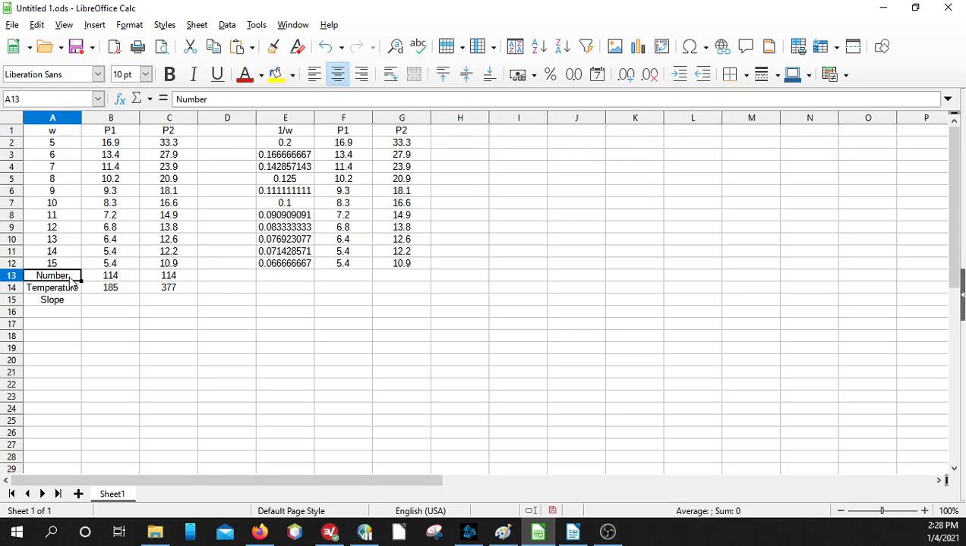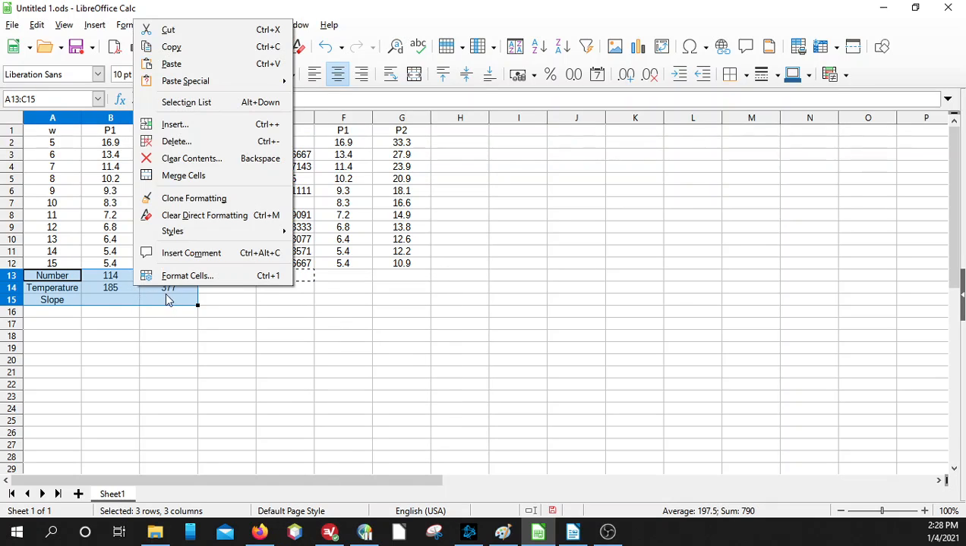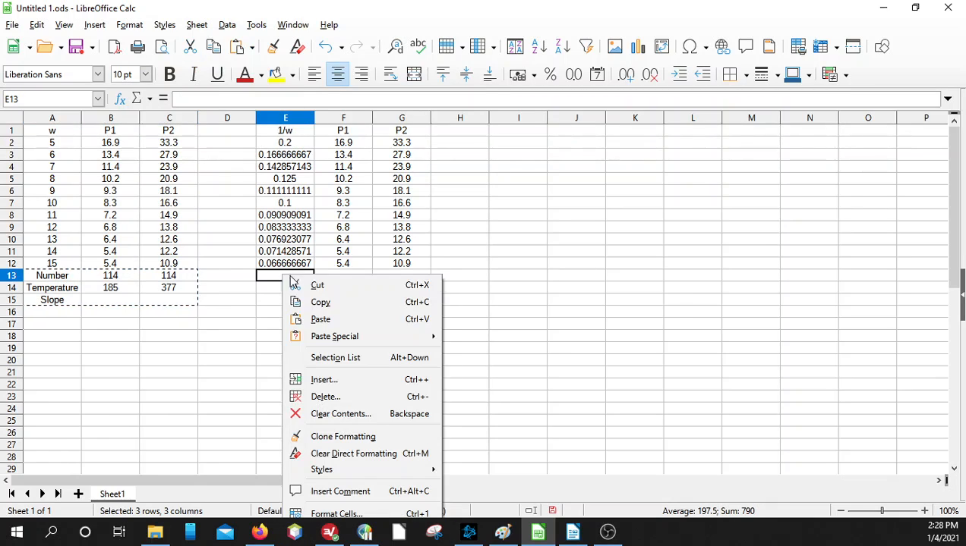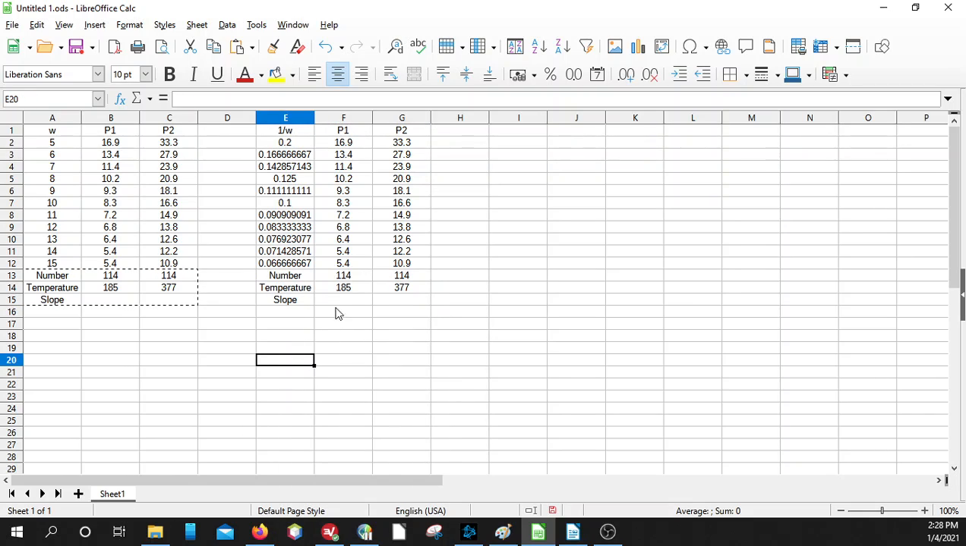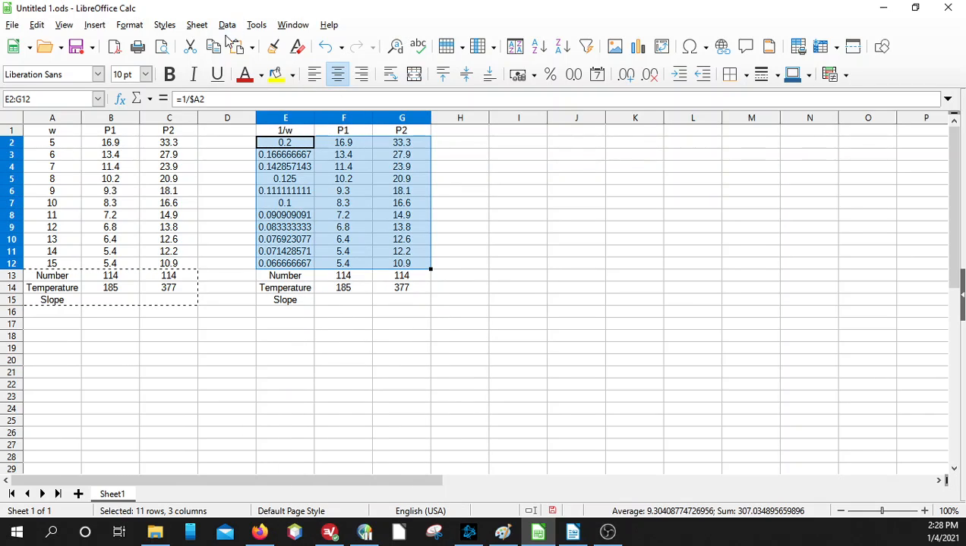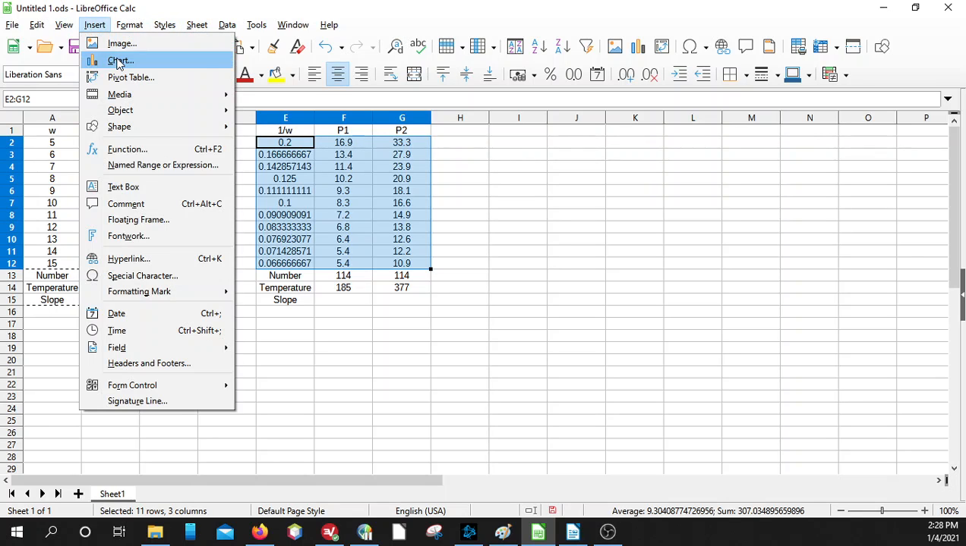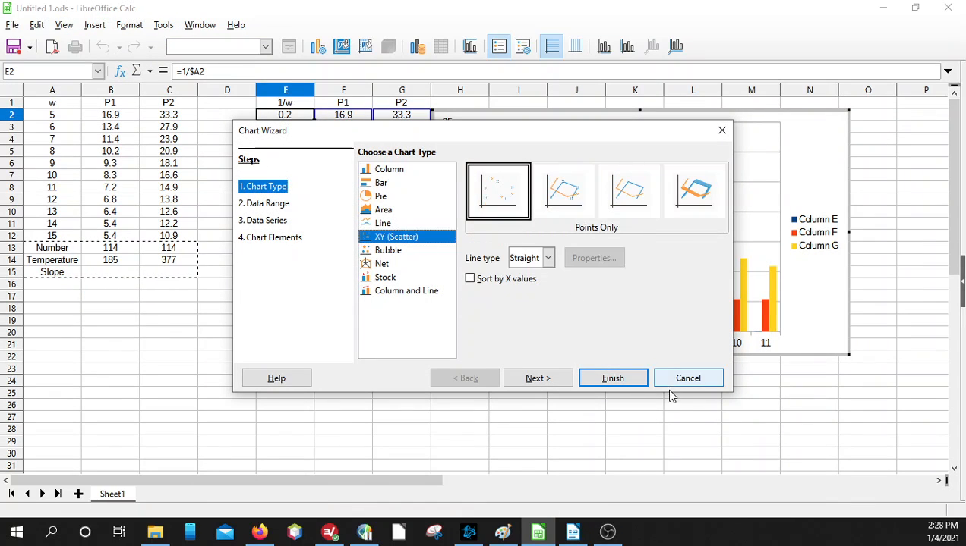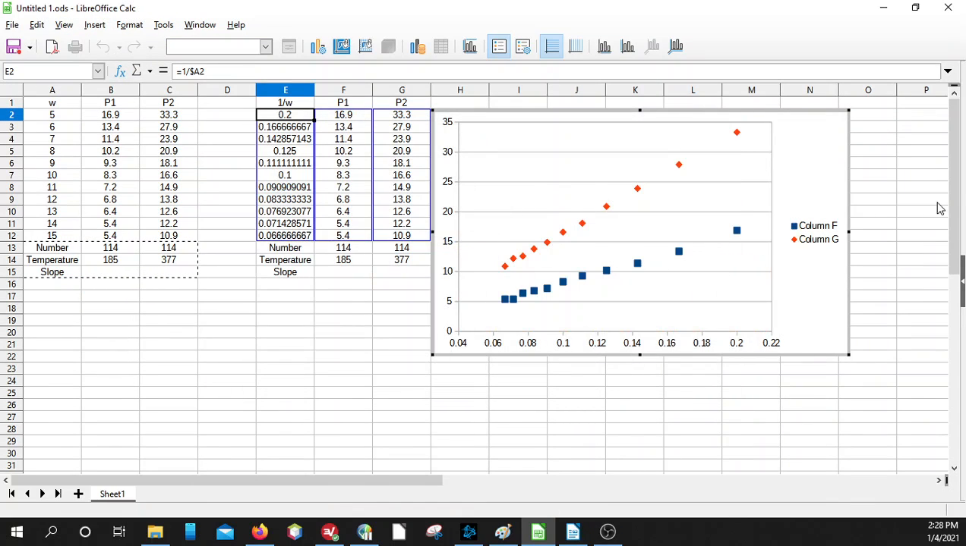I also want to copy all this stuff over. And that did not work, so let's try again. Okay. So I'm going to highlight just the data itself and do what we did before. Insert chart, XY scatter, and just click finish. Now we have 2 lines. And I want to go through this same process.